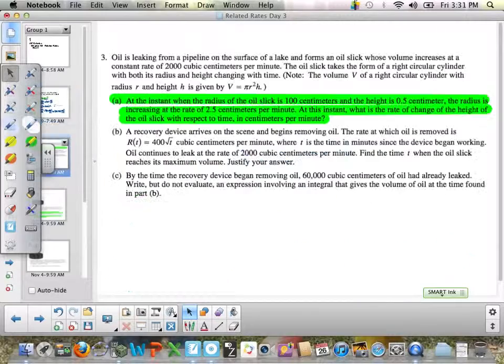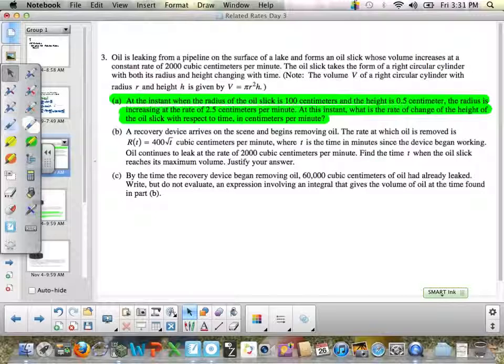All right. This is an old AP question we're going to look at. Oil is leaking from a pipeline on the surface of a lake and forms an oil slick whose volume increases at a constant rate of 2,000 cubic centimeters per minute. The oil slick takes the form of a right circular cylinder with both its radius and height changing with time.